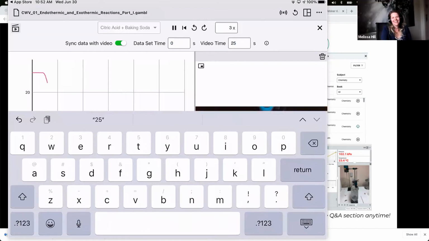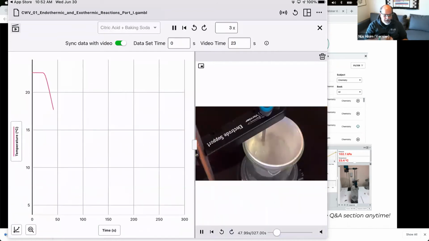Oh, actually, it's set to 25. That was pretty close. All right, there we go. All right. So can I restart that? And what'll happen is, if you do it right, the data will actually synchronize to the video.